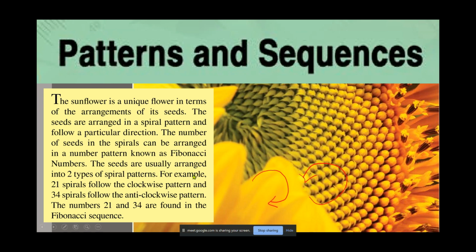If you look at the numbers here, if it is clockwise, there will be 21 spirals. If it is anti-clockwise, there are 34 spirals. That is found in the Fibonacci sequence. Let us look at the next slide.